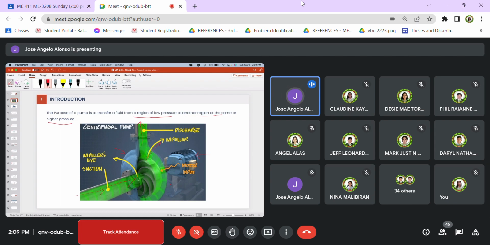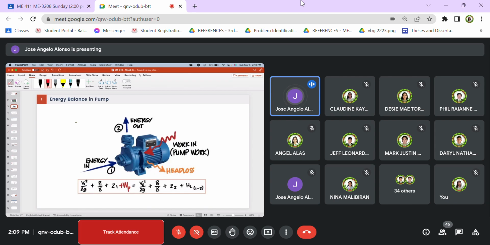So pag-uusapan natin sa following slides for the next 3 hours, ang parameters or ang details regarding the motor, regarding the pump, the suction, and the discharge. So part of our refresher is the energy balance in our pump. So same as before, refresh lang, this is part of Bernoulli's equation, na-derive siya sa Bernoulli's equation.